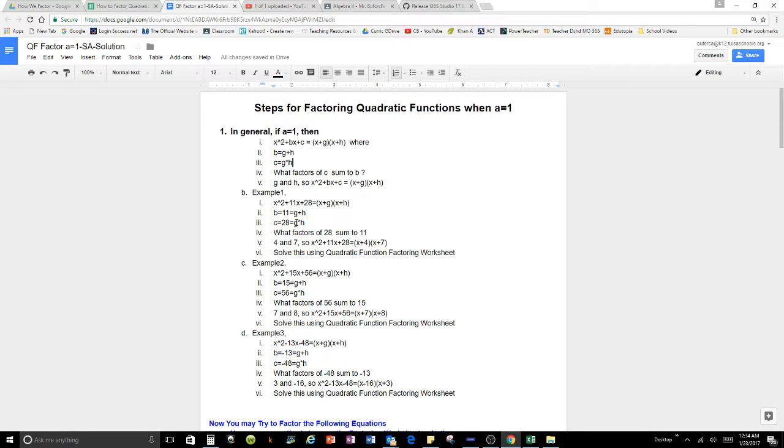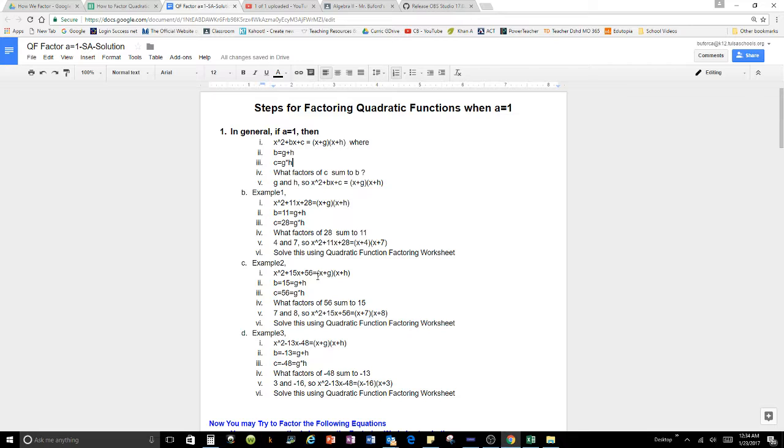So the 4 and 7 will represent the g and h that we need in our equation to factor this quadratic equation from x squared plus 11x plus 28 to x plus g and x plus h. If we substitute these values in, that x plus g becomes x plus 4, the x plus h becomes x plus 7, and that's what you see here. And so that's pretty much how we do it.